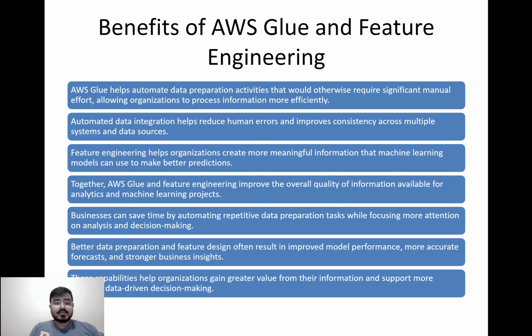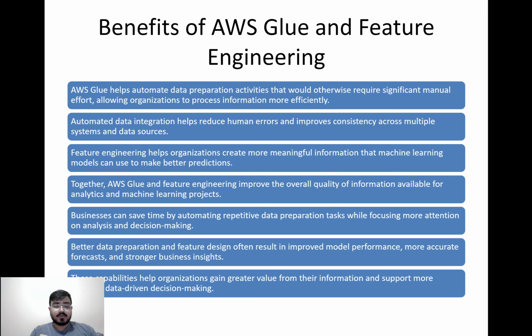So now let's discuss some of the major benefits of AWS Glue and feature engineering. One of the biggest advantages of AWS Glue is automation. Many organizations spend a significant amount of time collecting, cleaning, and organizing information from different systems. AWS Glue helps automate this activity, reducing manual effort and saving valuable time. AWS Glue helps reduce human error. Manual data processing often introduces mistakes, but automated workflows help improve accuracy and reliability.